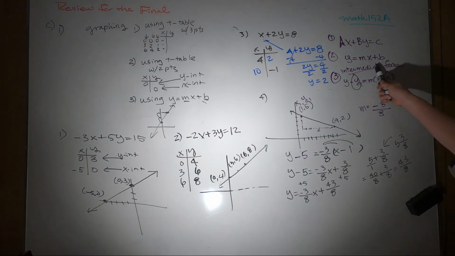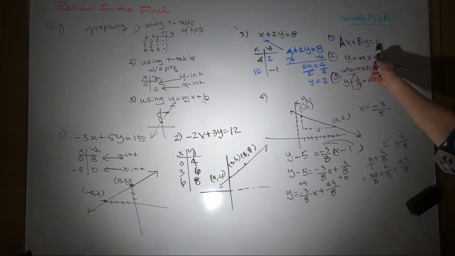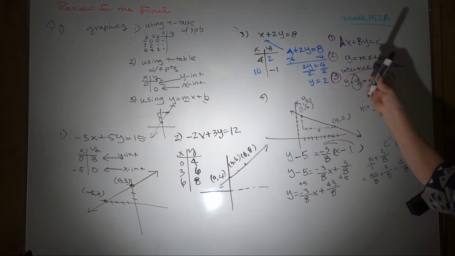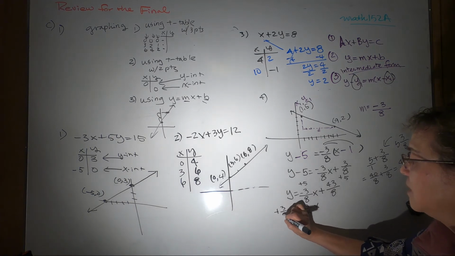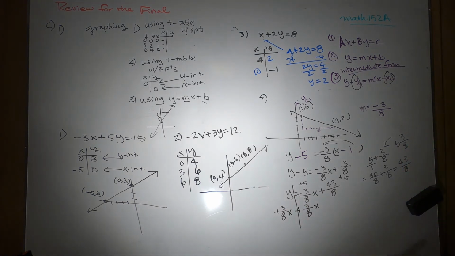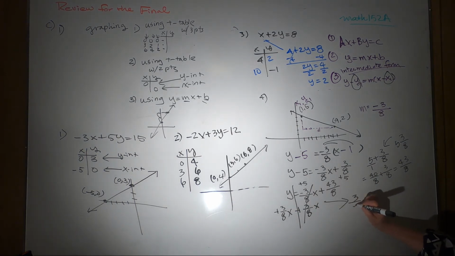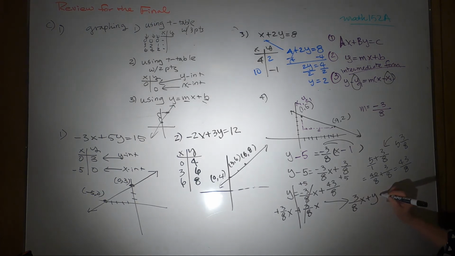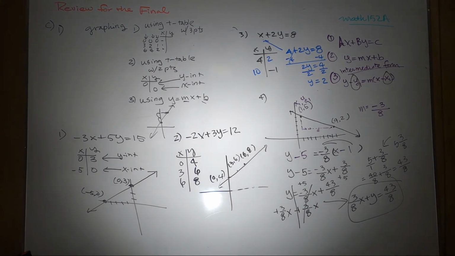That's what? Slope-intercept form. But we have to write it in standard form, which means what? x and y have to be on the same side of the equation. So you do what? Plus 3/8 x on both sides, right? And what do we have? So we have 3/8 x plus y equals 43/8. Right? So that would be your answer. Good?